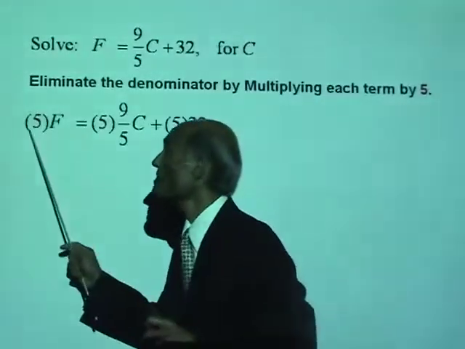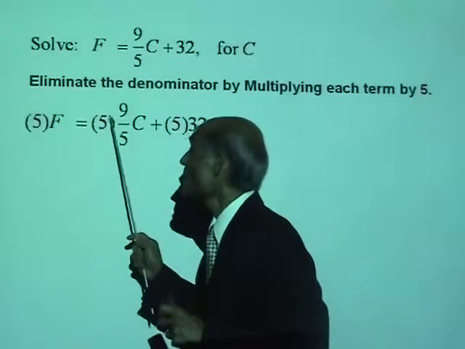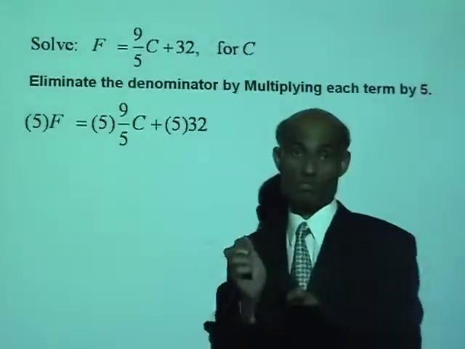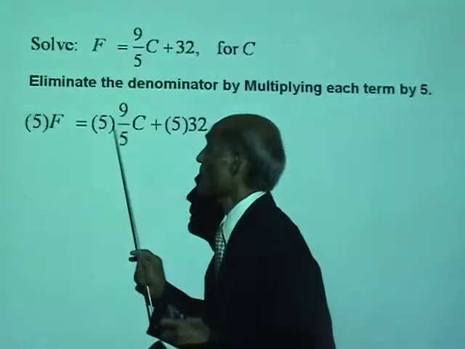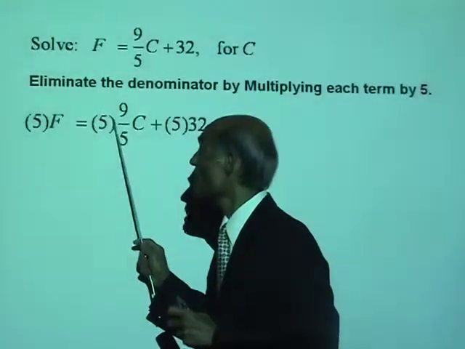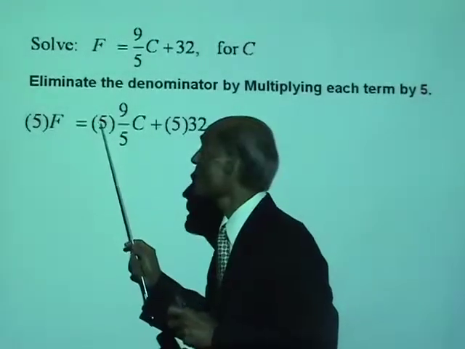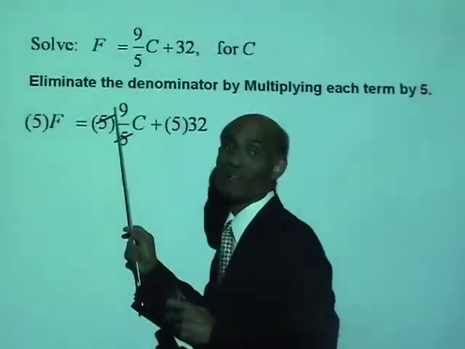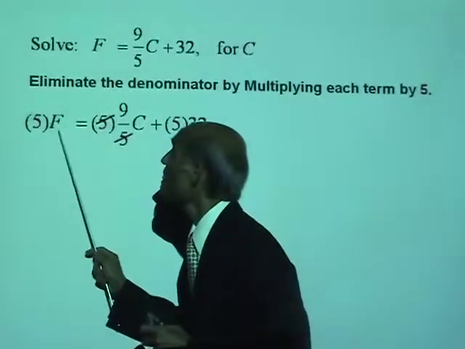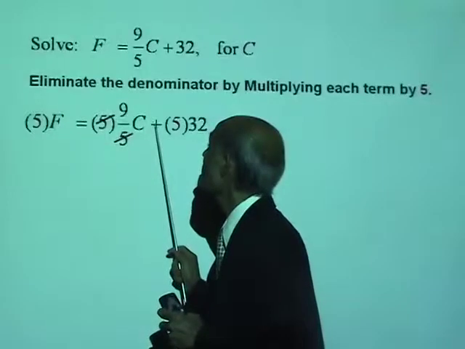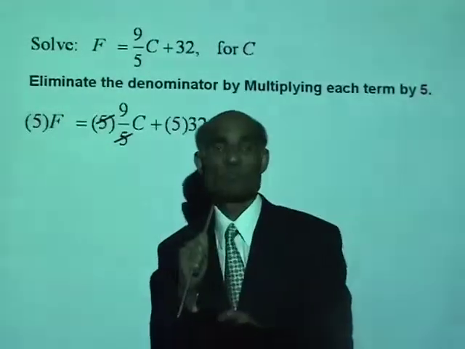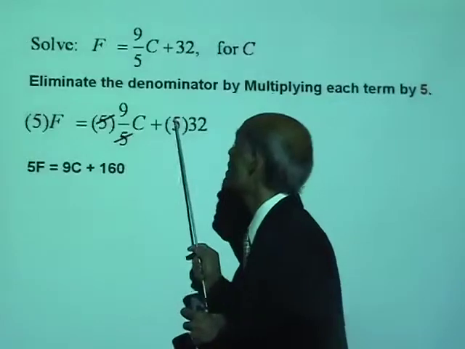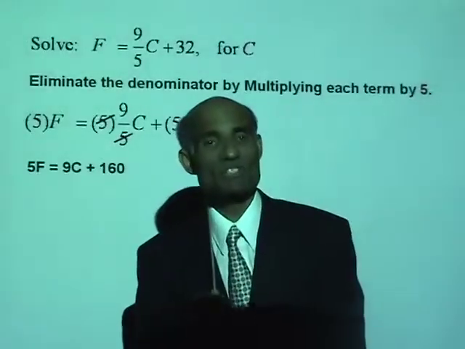So it becomes 5 times f equal to 5 times 9 over 5c plus 5 times 32. Very important to understand that. Alright, and now coming on the right side, what is 5 times 9 over 5? The 5 and the 5 cancels. This term now is a 9c. So what you have now is 5f equal to 9c plus 5 times 32. Let's write that down. 5f equal to 9c plus 5 times 32 is 160.